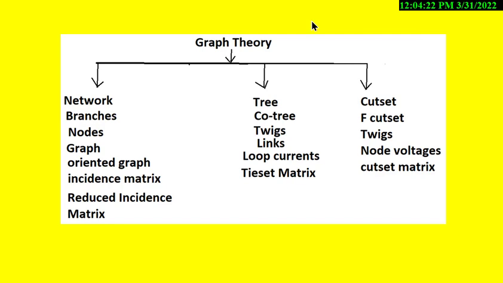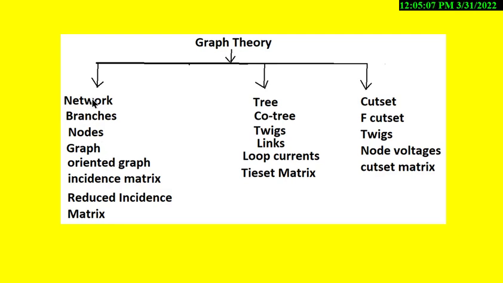In this graph theory, we obtain the matrices, and from the matrices we get the desired voltages and desired currents at desired places. To discuss graph theory, let me divide it into three parts: one is the fundamental part, next is tree, and the next is cut set. In the first case: network, branches, nodes, graph, oriented graph, incidence matrix, reduced incidence matrix.